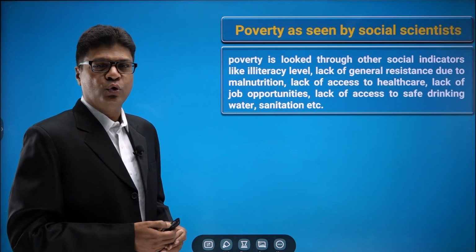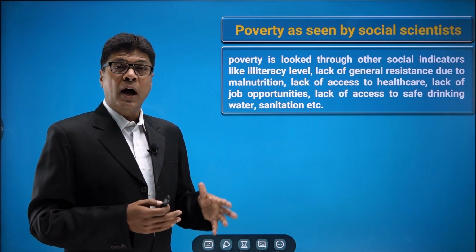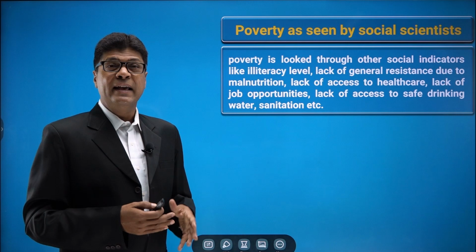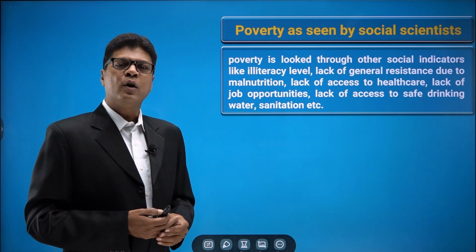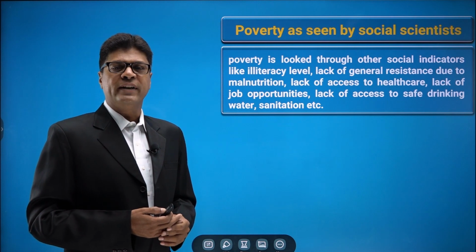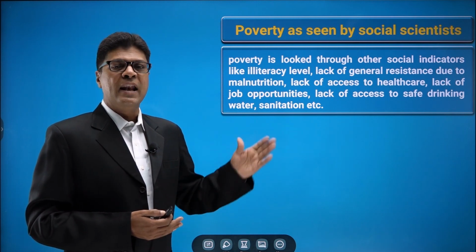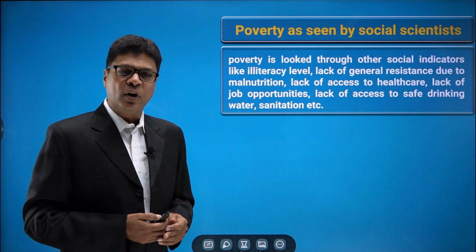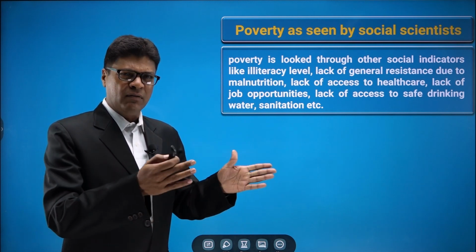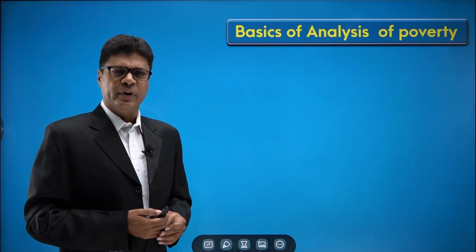Poverty as seen by social scientists. Many social scientists look at poverty through other social indicators like illiteracy, anpadta, lack of general assistance, malnutrition, kuposhanta, lack of access to healthcare facilities, lack of good job opportunities, lack of access to safe drinking water and sanitation, नालियाँ वगैरह, साफ सफाई वगैरह, proper sanitation, and many things are included in it.